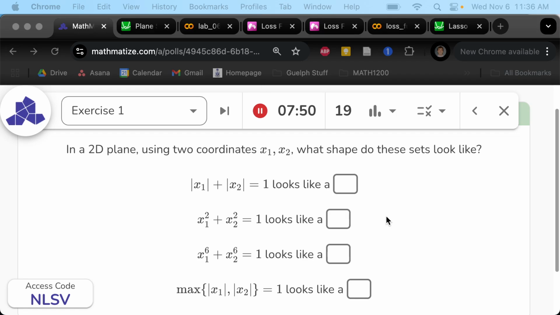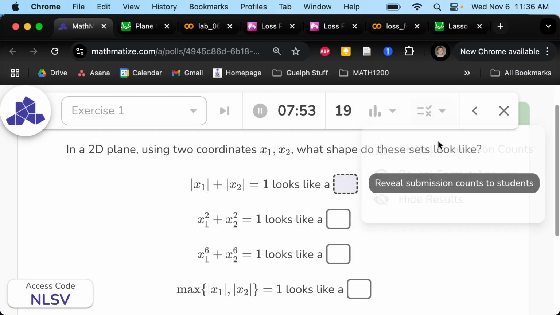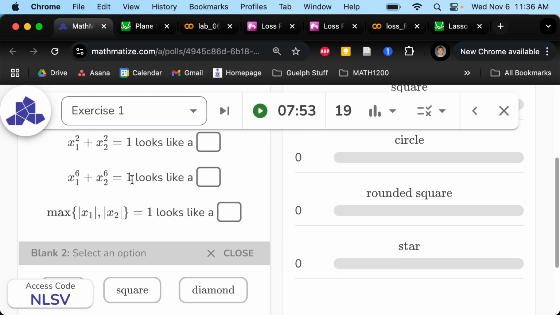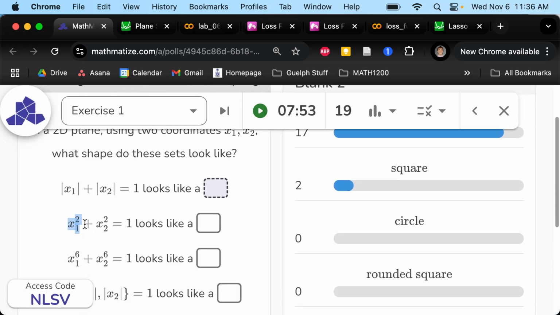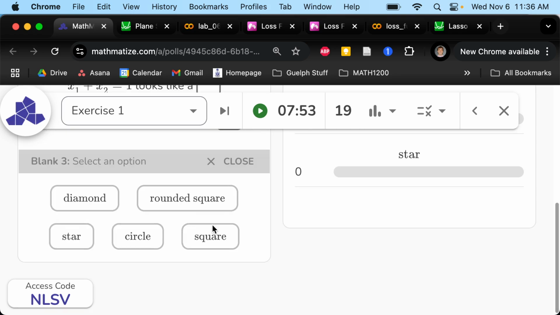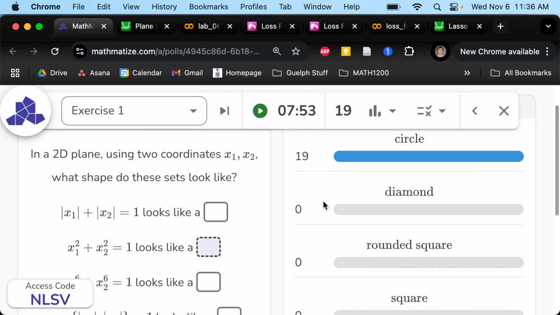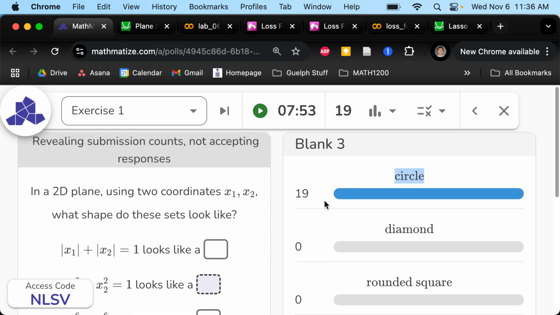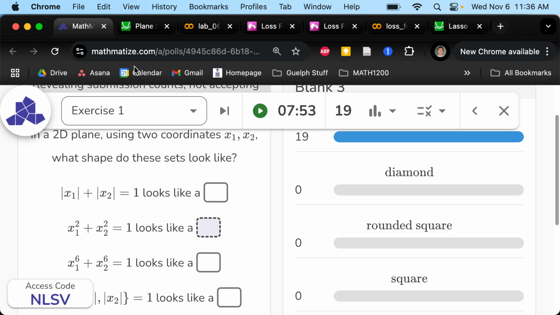Okay, so all of these things are different shapes. Let's see what you said. The easiest one that you've maybe seen before many times in a class is x1 squared plus x2 squared equals 1. Hopefully everybody or most people get this one. Hey, look at that. 19 people knew it was a circle. That's amazing. So let's start putting these in.